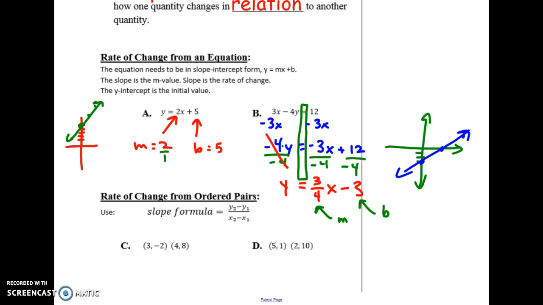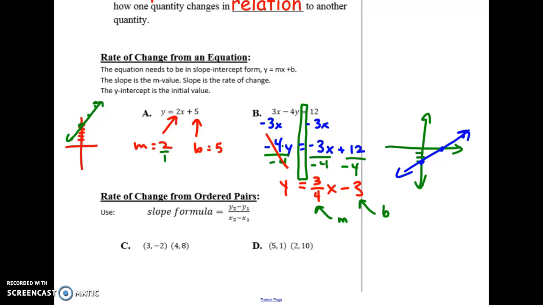Is 2 greater than 3/4? Well, yeah. 3/4 is 0.75, right? So 0.75 is going to be a smaller value than 2, and that's how we know it's going to be less steep. The smaller number we get for our slope, the less steep. The bigger number is going to be a steeper line.